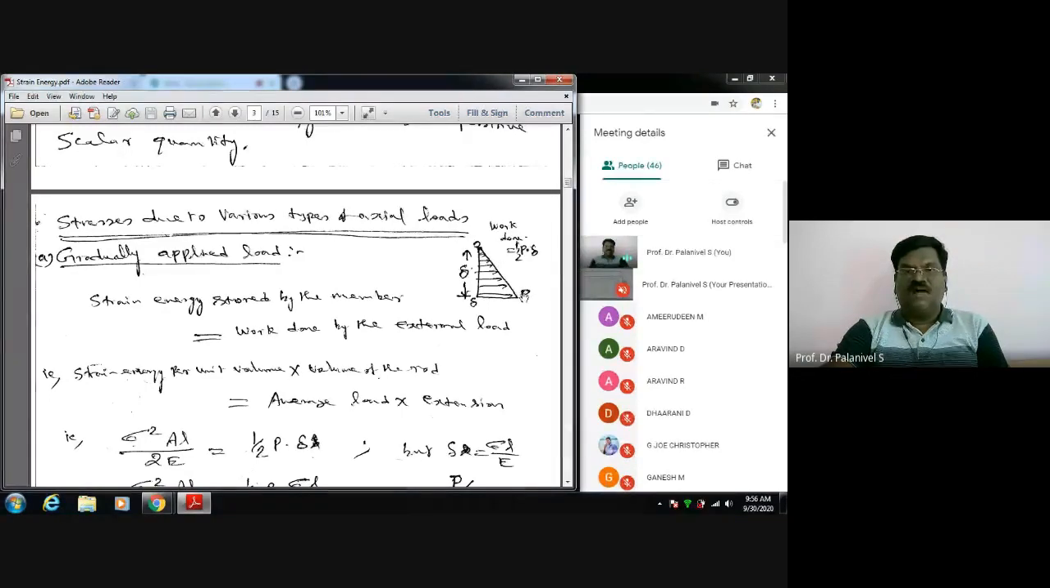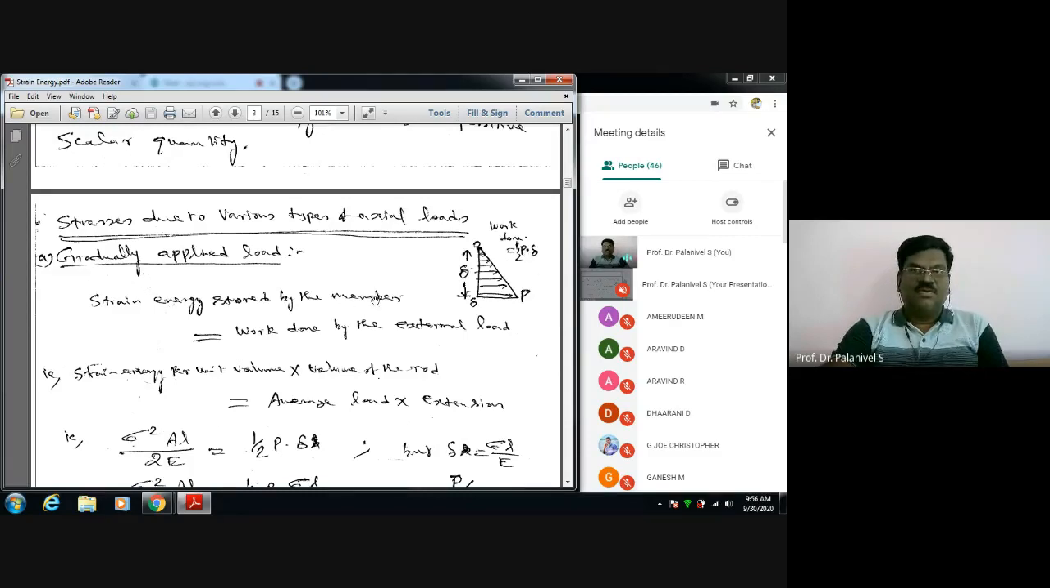In other words, average force. What is average force? 0 plus P divided by 2, P by 2. Okay. P by 2 is the average force here. Right. That into del is the work done. So half P del is the work done.